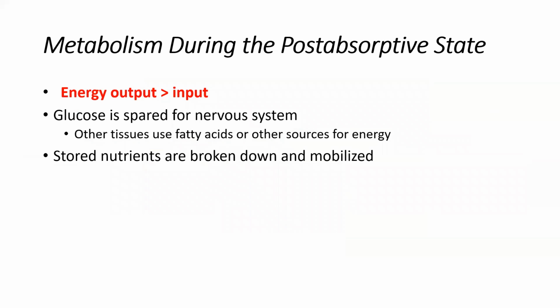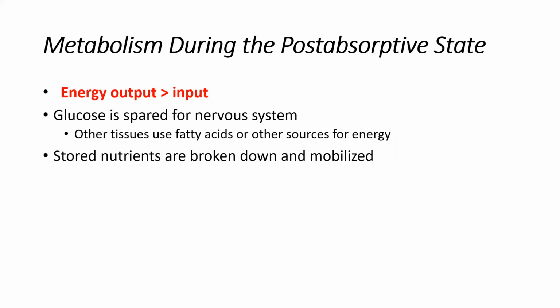Now, if we think about the post-absorptive state, this is where energy output is outweighing energy input. Again, this is synonymous with the fasting state. Glucose is spared for the nervous system. So our tissues in general are going to use fatty acids. They're going to use anything they can get their hands on, really.